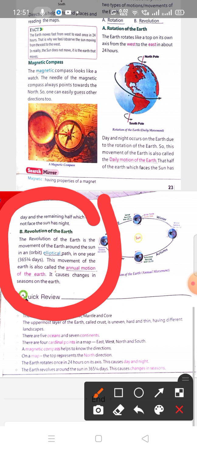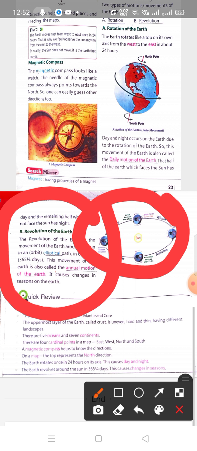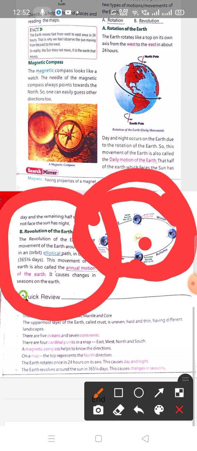B. Revolution of the earth. The revolution of the earth is the movement of the earth around the sun in an elliptic path in 1 year, 365 1/4 days. This movement of the earth is also called the annual motion of the earth. It causes changes in seasons on the earth. See, this is the picture. In between, at the center, the sun is there. Our earth is revolving around the sun, so it causes the seasons.